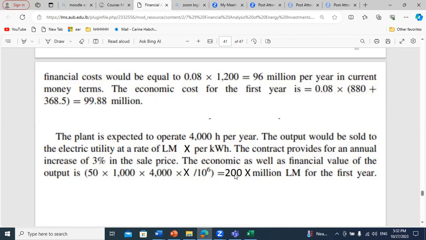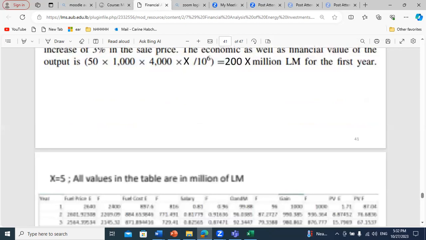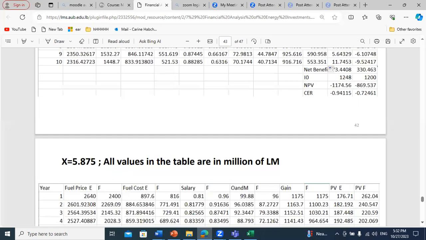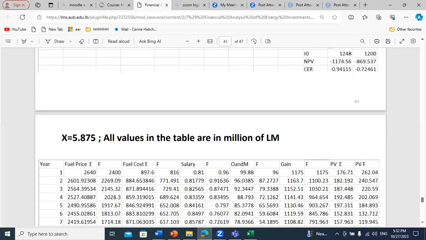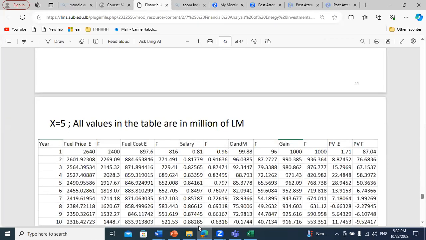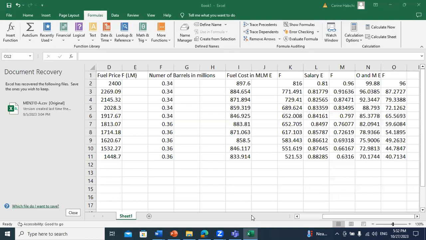So in total, we get that as a function of X, the selling price in local money per kilowatt hour, the gain is 200 times X million of local money. And now we will start to vary X. Let us consider, for example, an initial value of 5, the minimum selling price, to see if it's acceptable or not. So we do 200 times 5, it's 1,000. So the gain is 1,000 million of local money for year 1, of course.